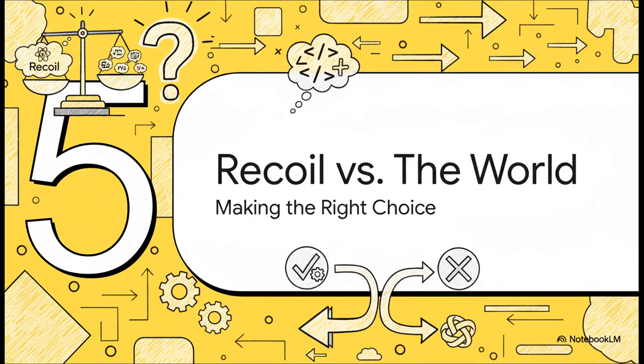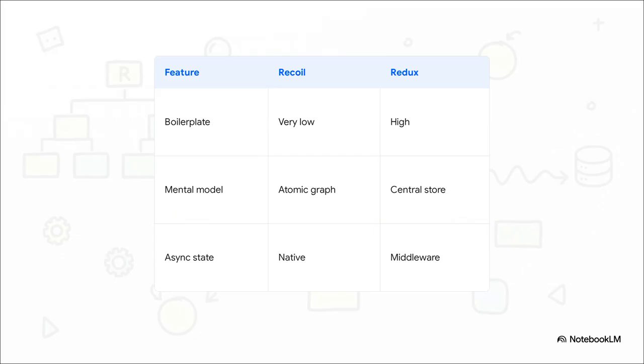Now for the million-dollar question, how does Recoil stack up against all the other tools out there? Because let's be real, knowing when to choose a tool is just as important as knowing how to use it. Let's start with the classic, Redux. The differences are pretty stark. Where Redux is famous for its boilerplate, Recoil is incredibly minimal. Where Redux has that single central store, Recoil uses that flexible, interconnected graph. And its built-in async handling is a massive win over needing middleware for Redux.